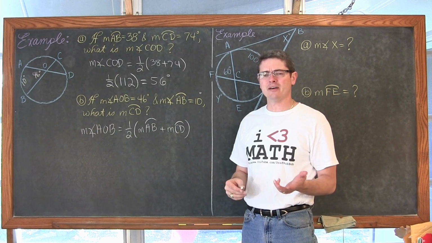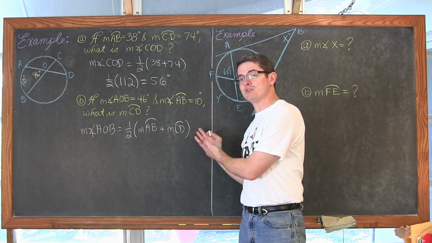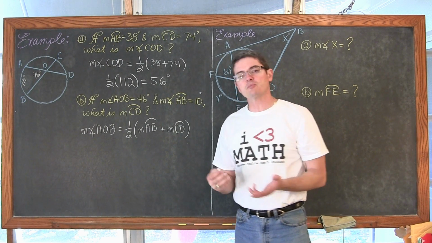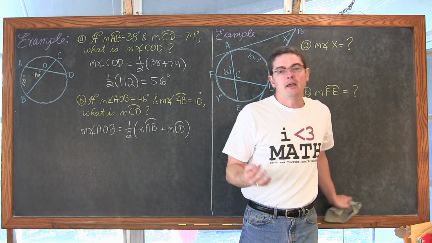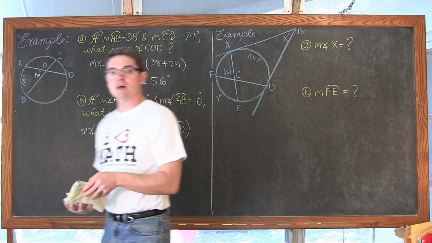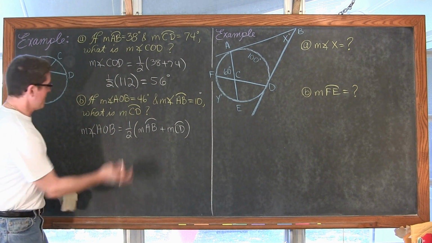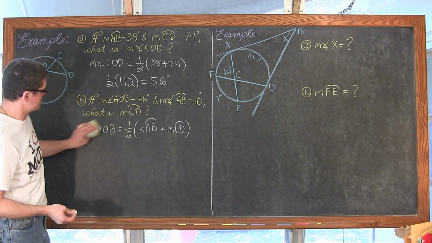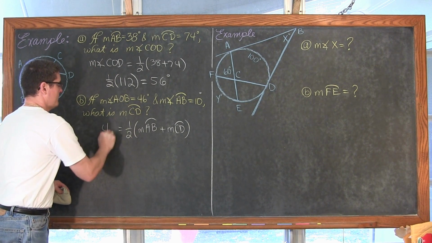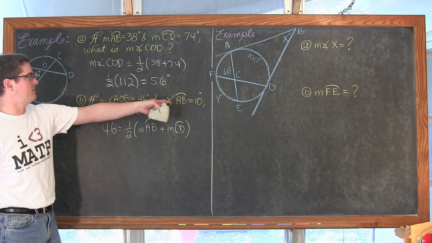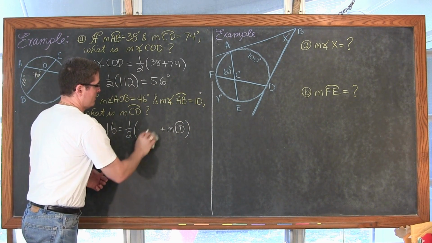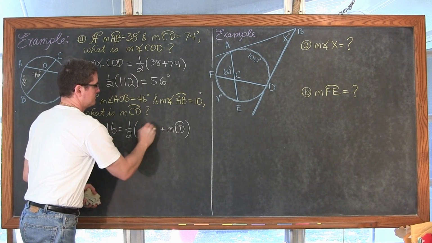Well, if you have any doubt of how to solve a problem, the formula tells you what to do. It tells you what it needs and where it belongs. If you just plug those numbers in where they belong, and hopefully with your algebra skills, you'll know how to finish the problem. So I'm writing the formula out, and we're told that angle AOB is 46, so I'm going to take this out and put in a 46. The measure of arc AB is 10 degrees, so we're going to take that out and put in 10 degrees.